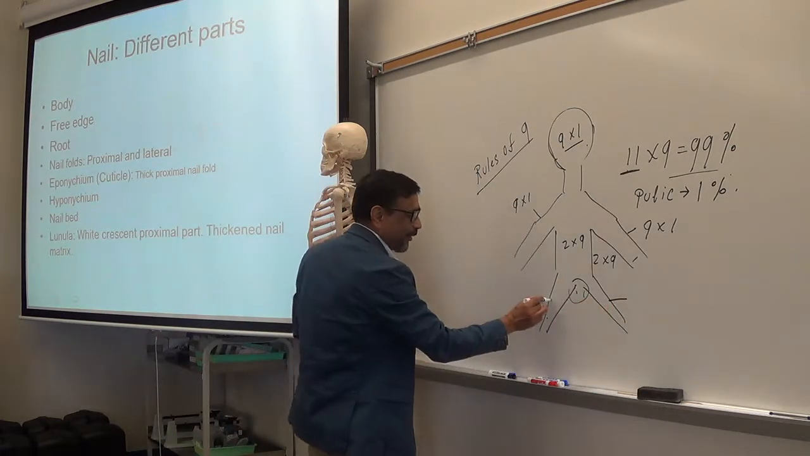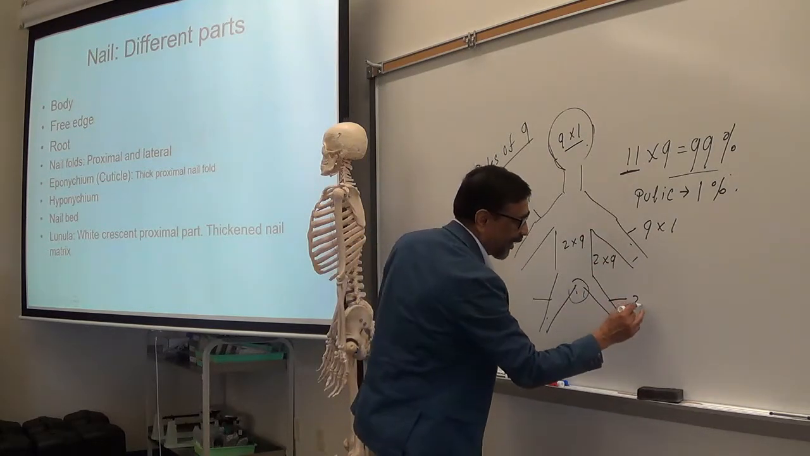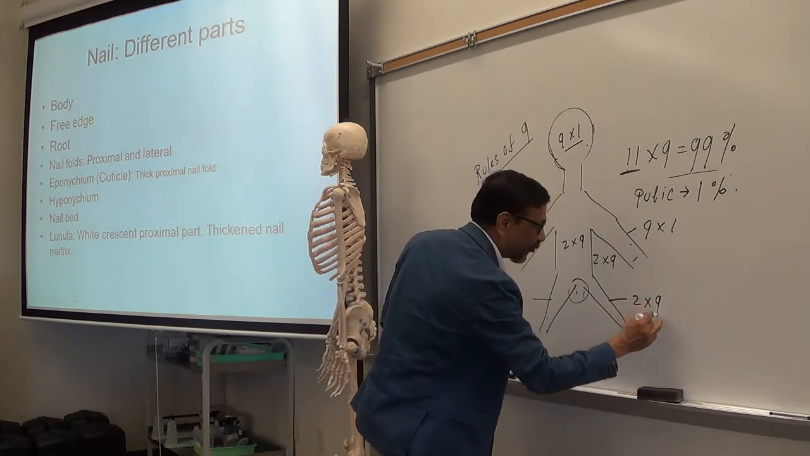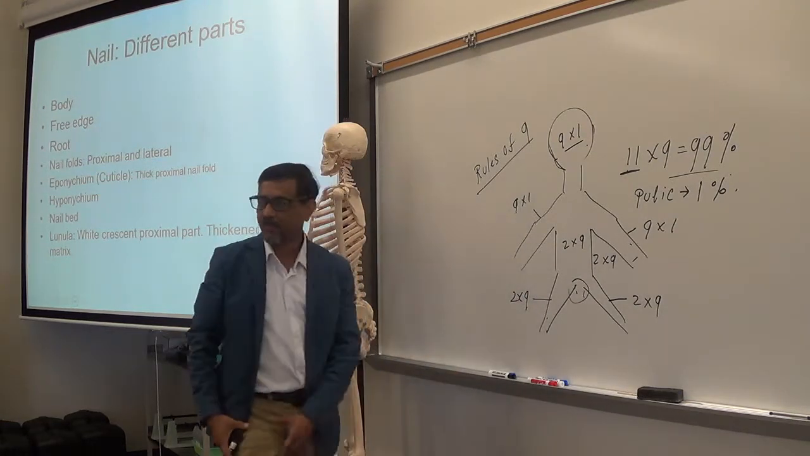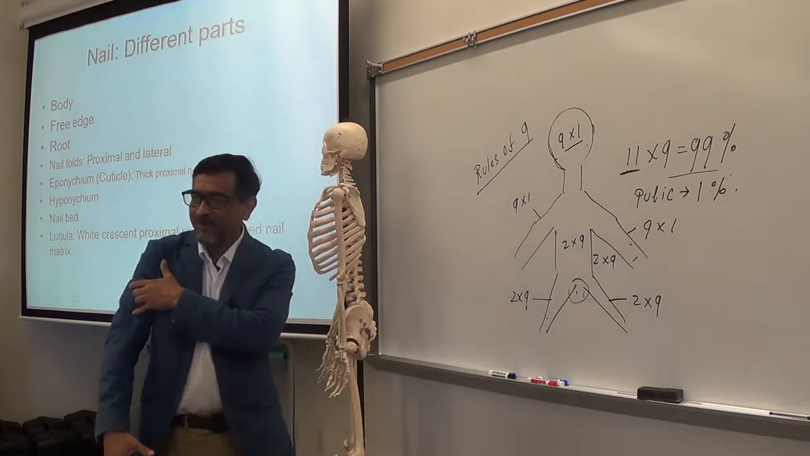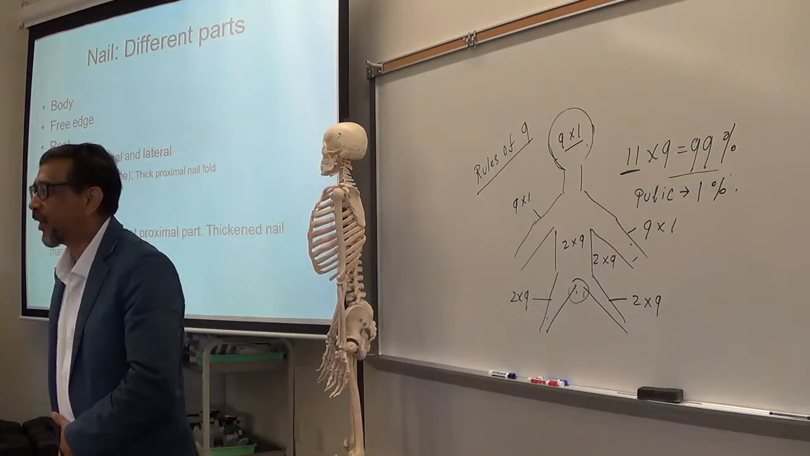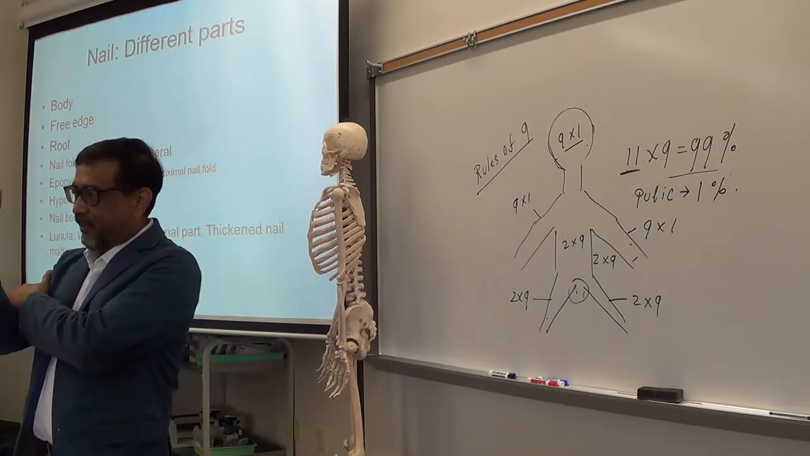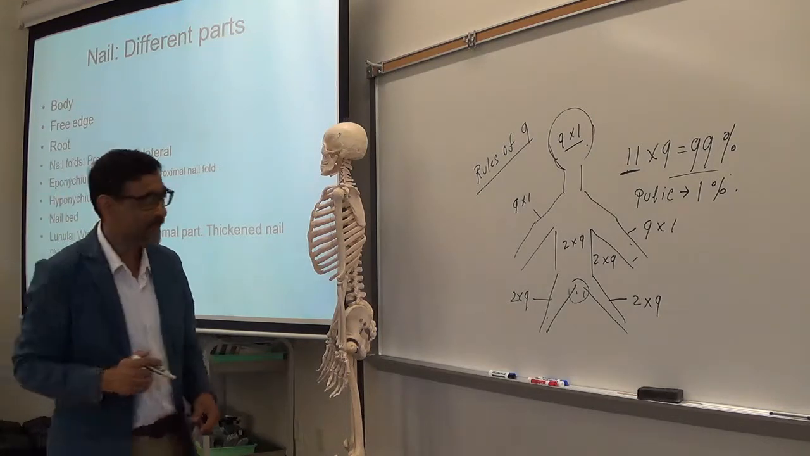Then each lower limb is double of upper limb. So 2 nines, 2 nines. Because you know lower limb is much bigger than upper limb, right? Lower limb is almost double the upper limb. So each upper limb is 1 nine, lower limb is what? 2 nines. Okay.